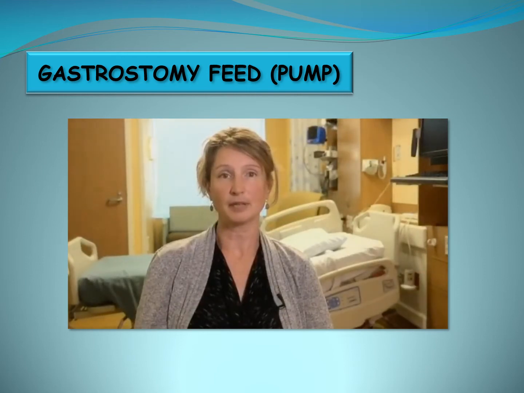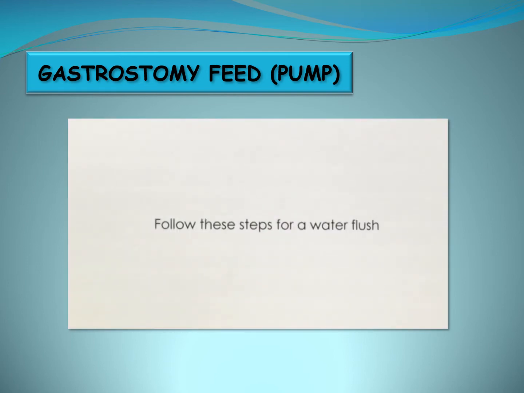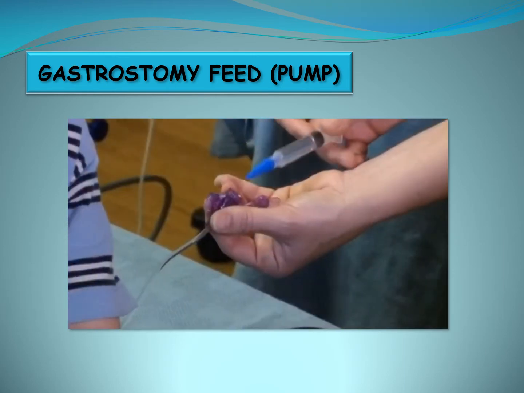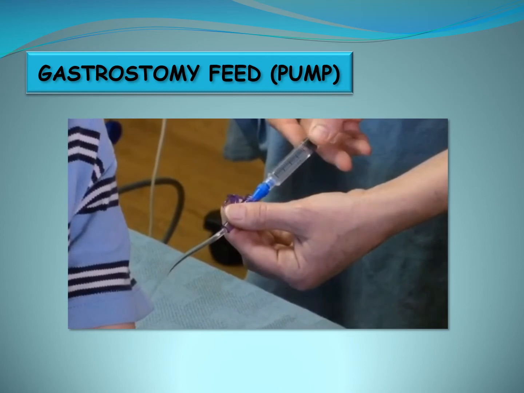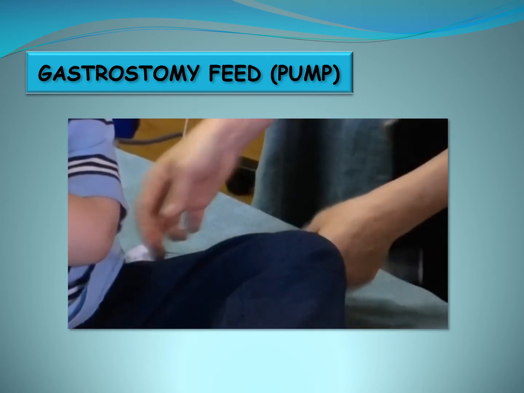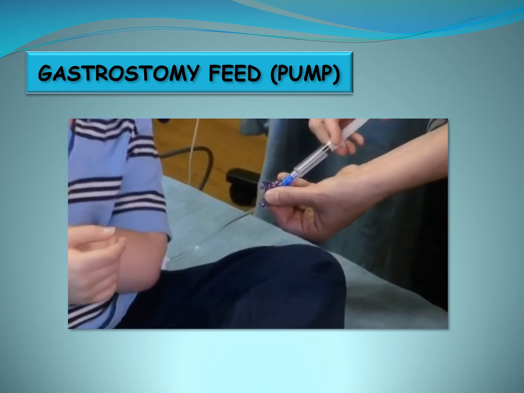If your child does not require extra water, the G-tube will need to be flushed. This will keep residue from building up in the G-tube. Follow these steps for a water flush. Clamp the tube. Attach a syringe filled with 5 to 10 mL of water to the feeding port. Unclamp the G-tube. Push the water into the tube.